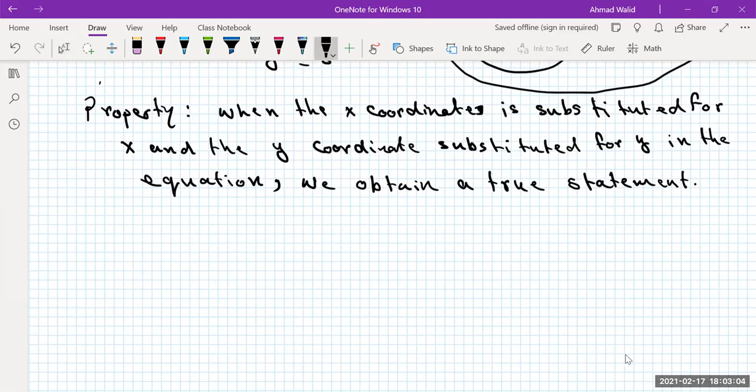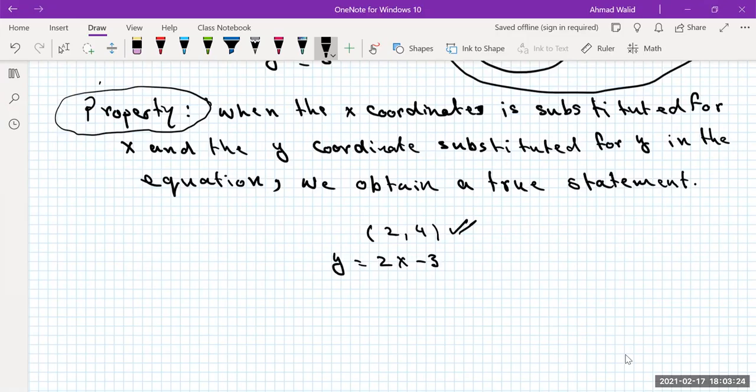This property is actually the table of X, Y that we are using. If I give you an ordered pair, for example, (2, 4), and you have an equation y equals x minus 3, is this ordered pair a solution of this equation? How to know? Can any ordered pair be a solution of this equation? Yes or no? This property talks about that.